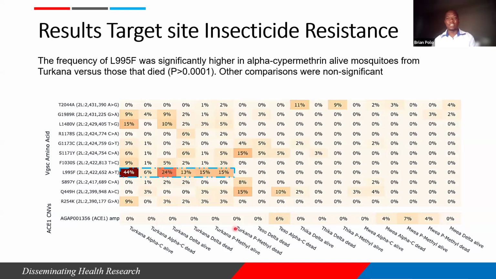We also identified, for the first time in Anopheles arabiensis, CNVs at S1, which is a target site for organophosphate and carbamate insecticides, at low frequencies of between 4 and 7 percent, and that is particularly in central Kenya and the Mwea region.